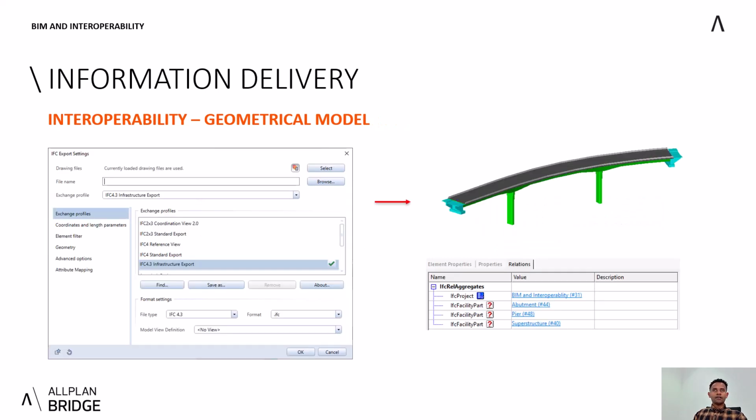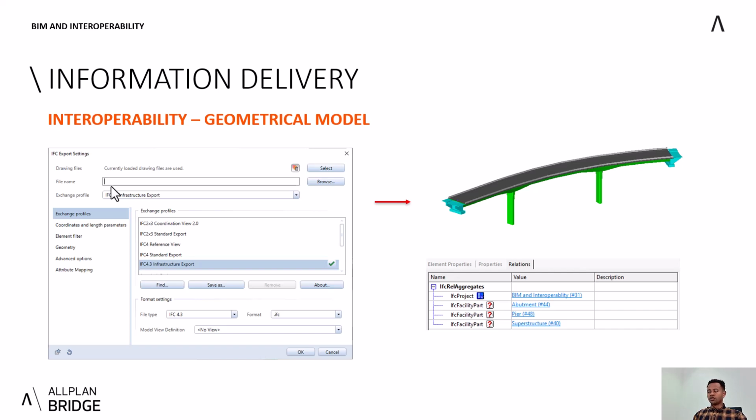Here we have the IFC export from Allplan. Basically here we have the possibility to export the IFC. And we have different options or exchange profiles. And as you can see here, we have IFC 2x3, we have IFC 4, 4.3, and so on. We can choose which one we wish, and we can basically export the bridge project as an IFC.